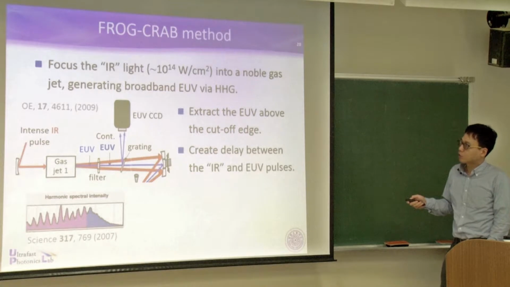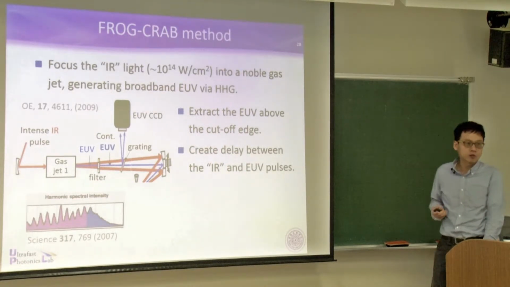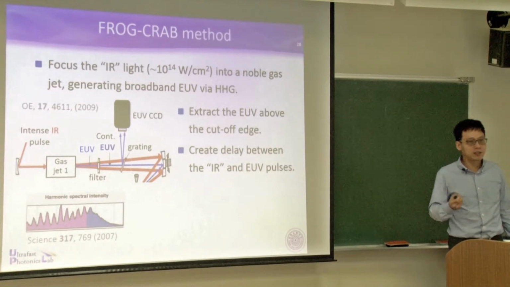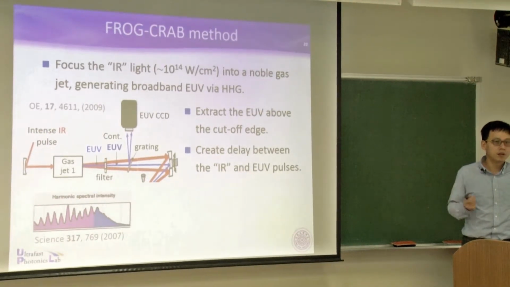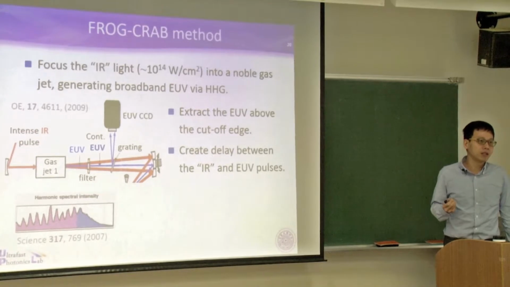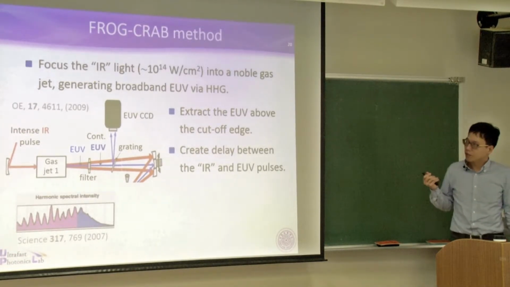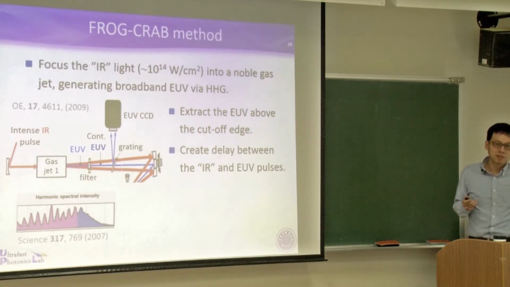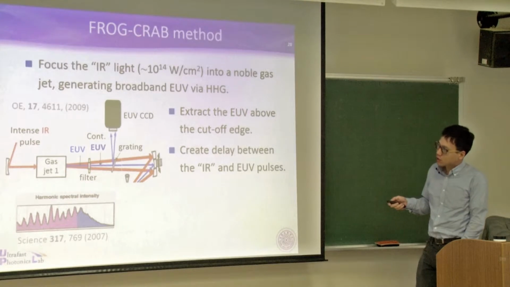Then they have to introduce optical delay between the infrared and the EUV. Supposedly it's pretty trivial, right? In the infrared, you just need a beam splitter and some mirrors, and you can create optical delay, such as a standard interferometer. But in the EUV regime, it's very difficult to do that because the beam splitter for EUV is kind of rare. So this is what they did.